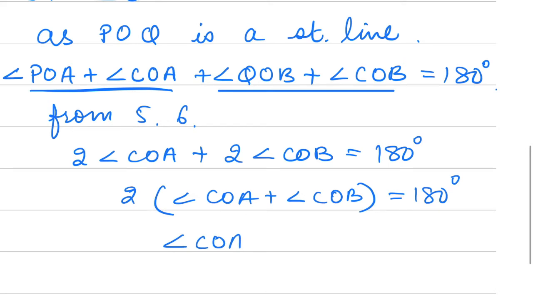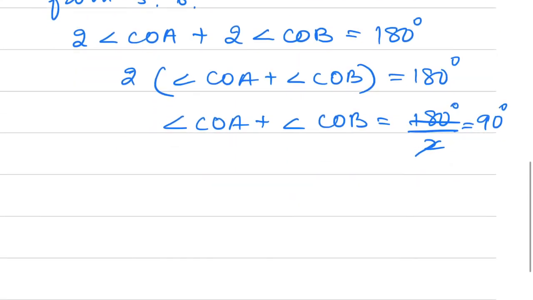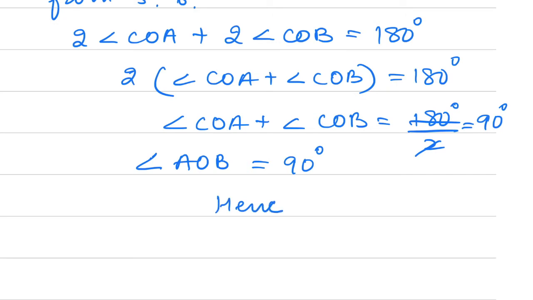Angle COA plus angle COB is equal to 180 degree by 2. So this is equal to 90 degree. And we know angle COA plus COB is equal to angle AOB is equal to 90 degree. Hence proved.